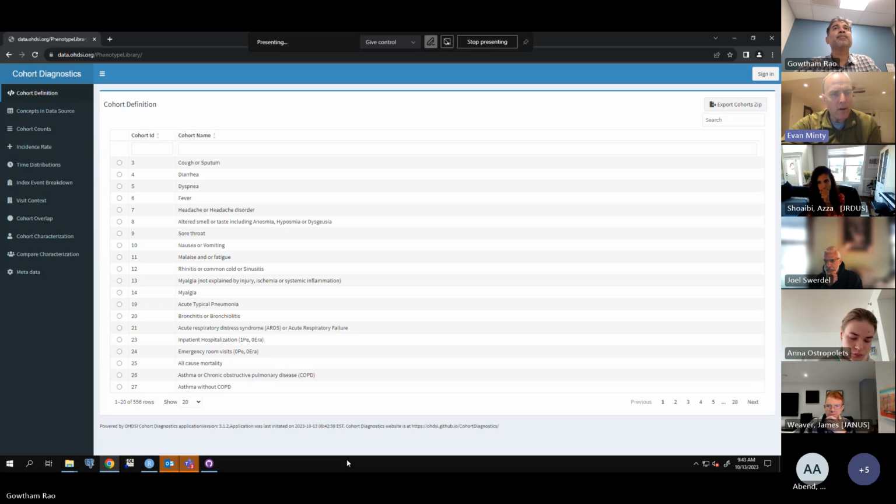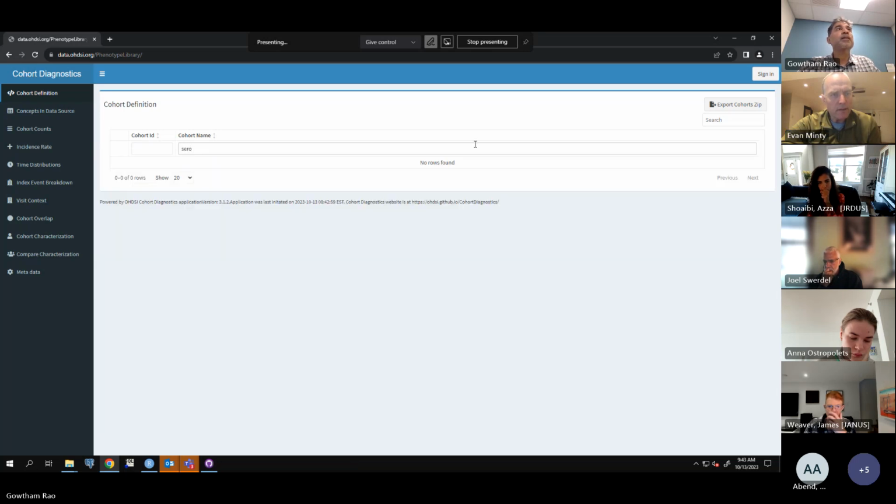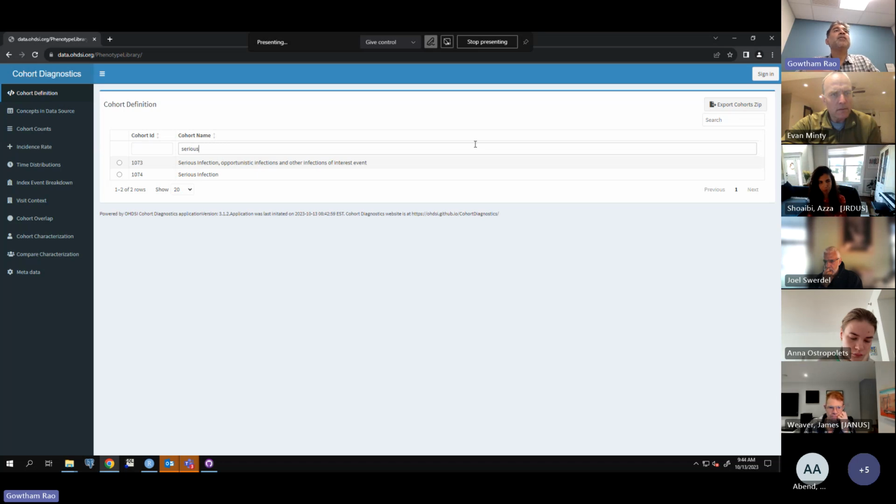So this has been executed on all the cohorts in the phenotype library? All the cohort definitions that are in active status, yes. If something has been soft deleted, has errors or something like that, those have been removed. But the serious infection that we just talked about is here.